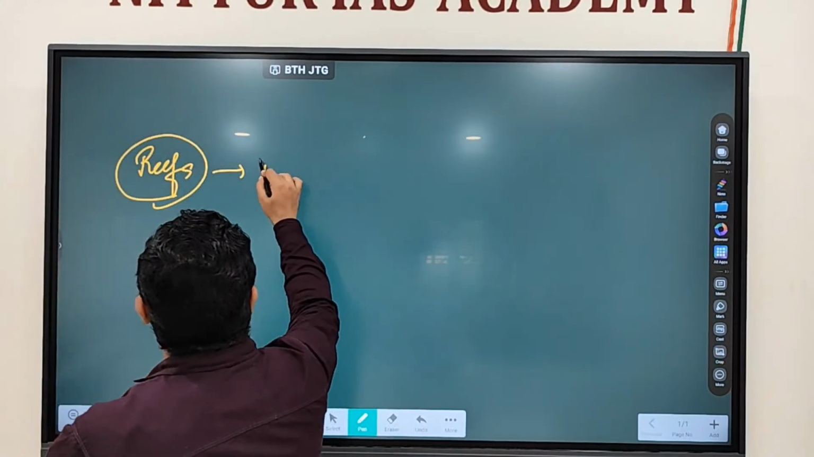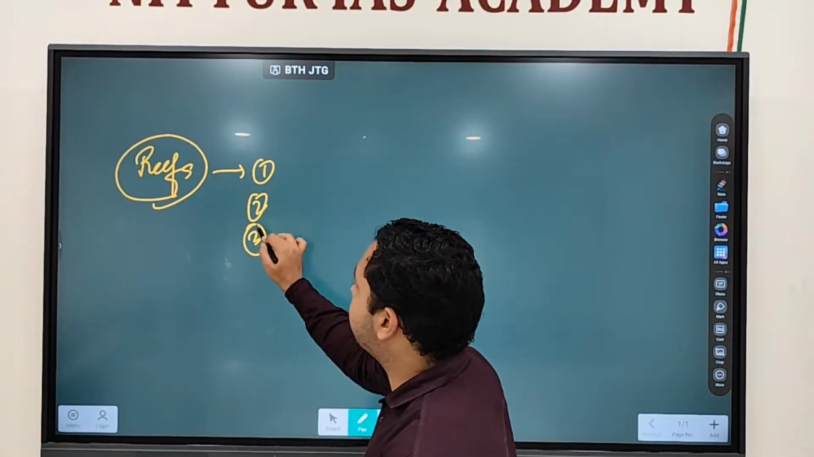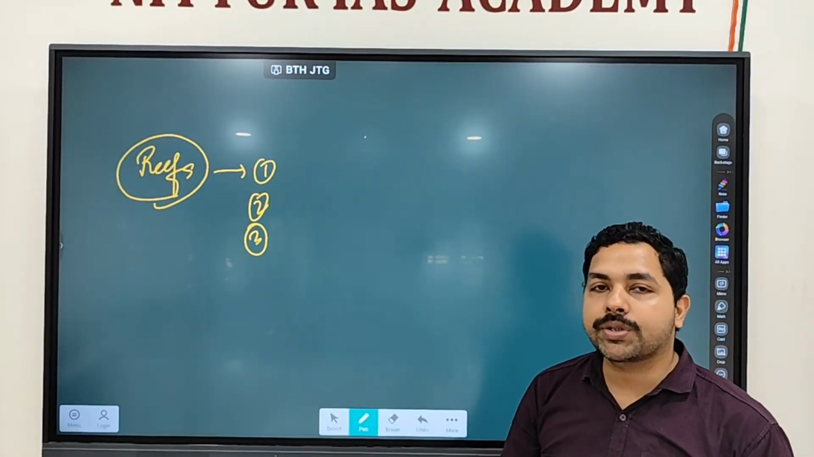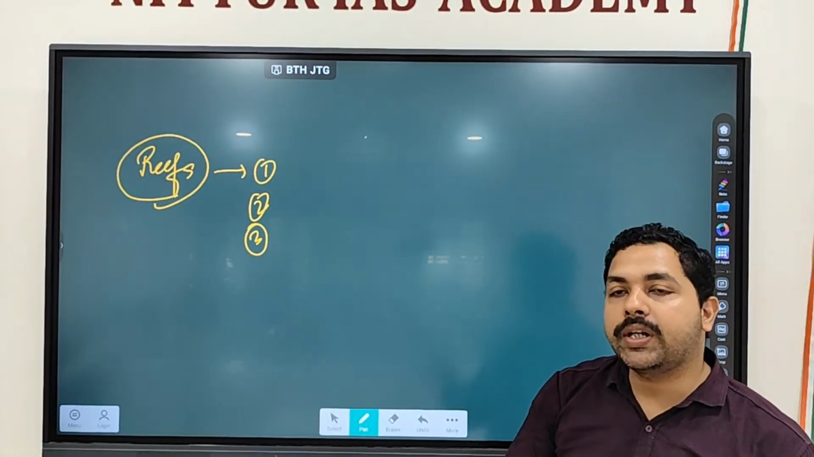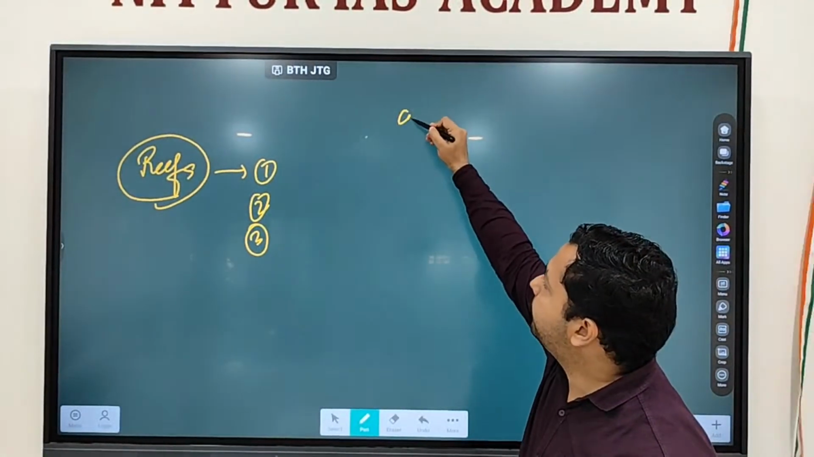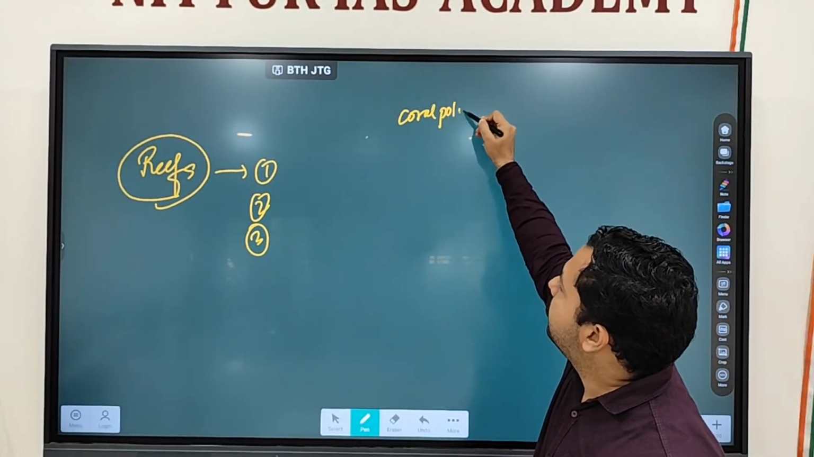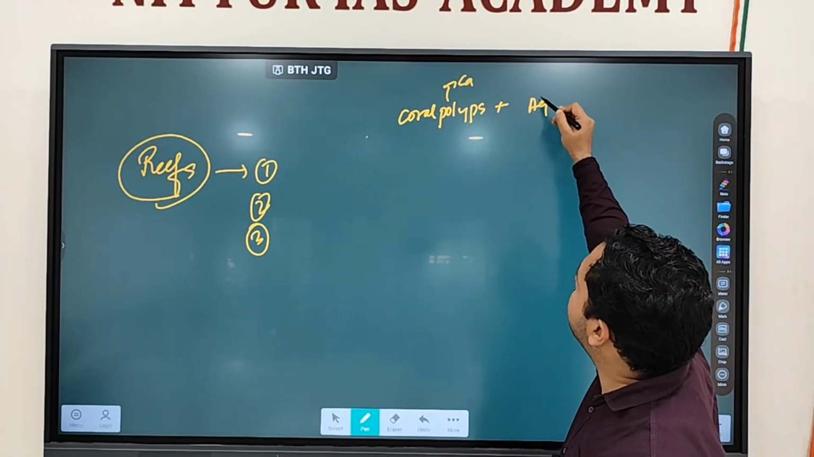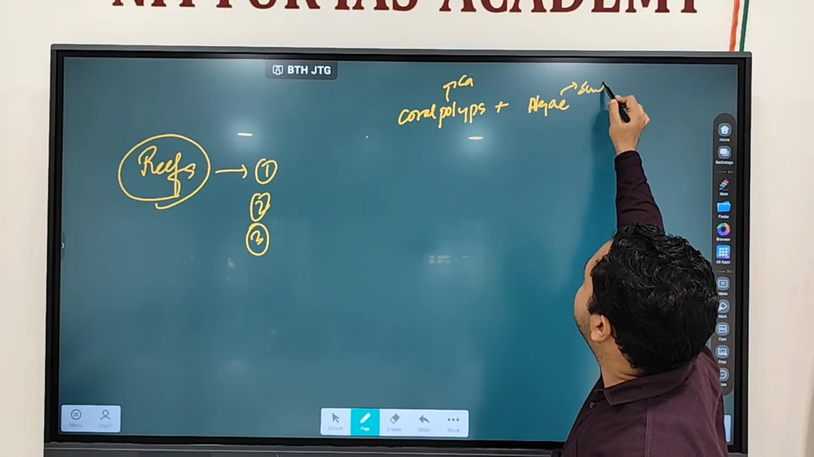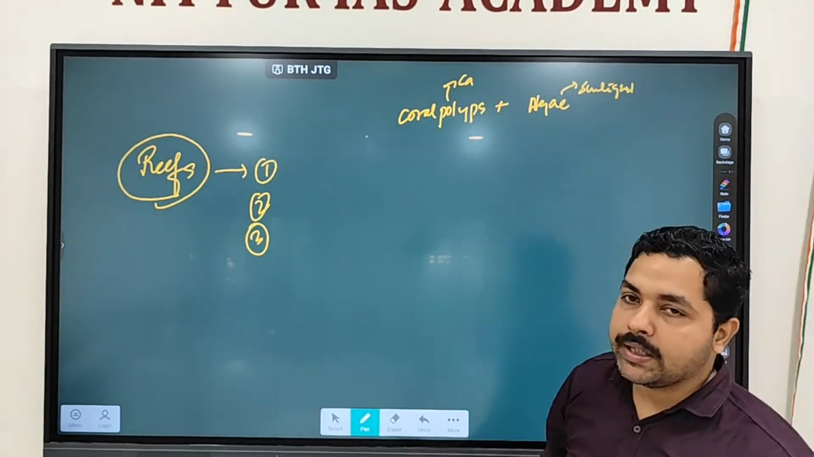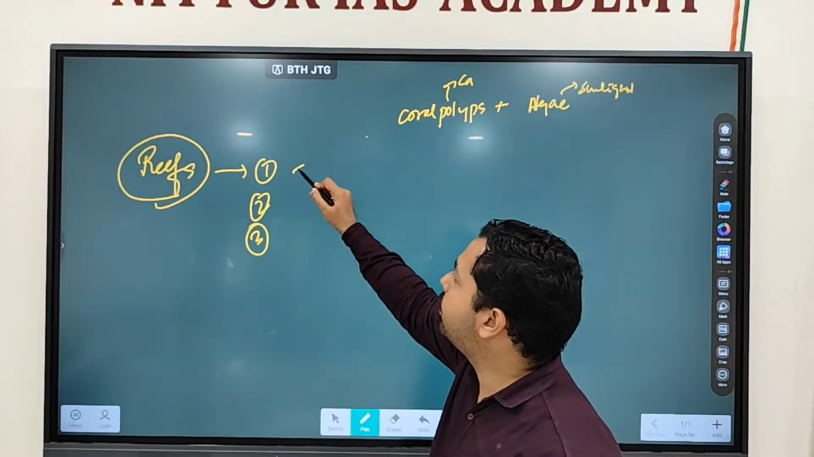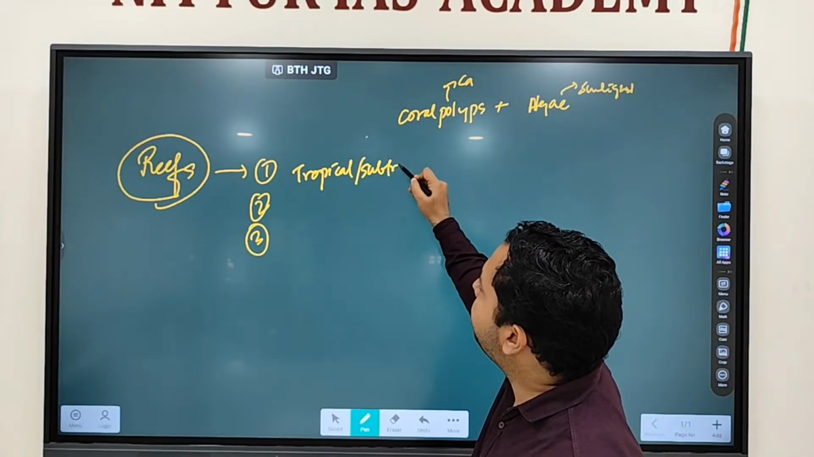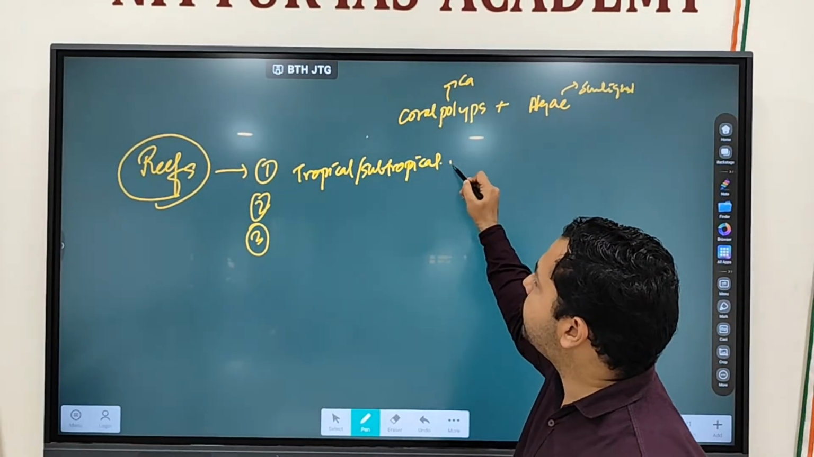For reefs to form, certain conditions need to be satisfied. If these conditions are not there, then what will happen? You will not see the formation of coral reefs. So we discussed, coral reefs require what? Calcium. Coral polyps require calcium, while algae require sunlight. So generally, where are the reefs found? The reefs are generally found in tropical or subtropical water.